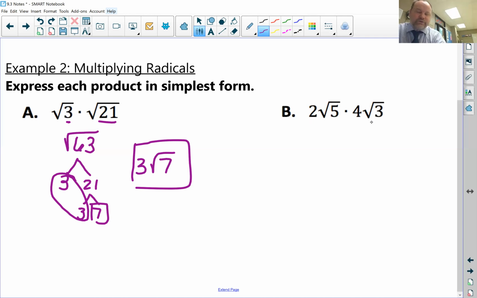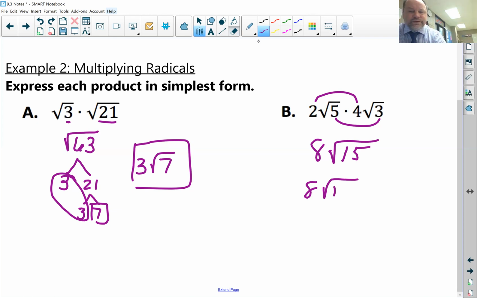If you have numbers outside, you can multiply them. So in this case, I'm going to multiply the 2 and the 4. And inside, I'm going to multiply the 3 and the 5. Now I want to see if there's a perfect square that evenly divides into 15. So if I use the perfect square method, oops.